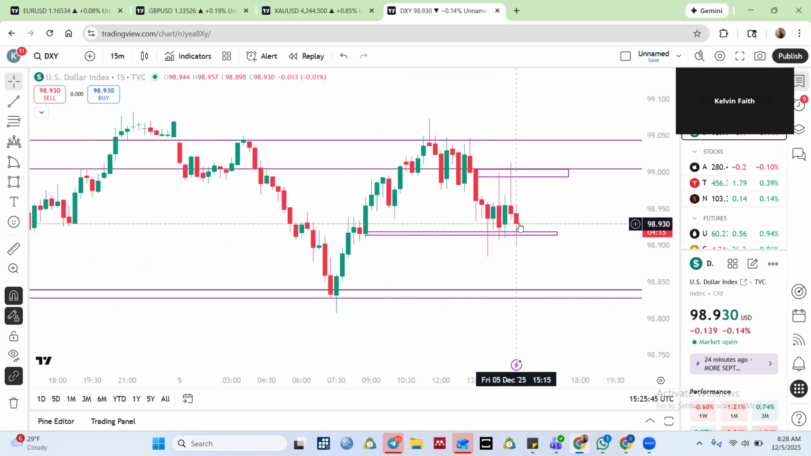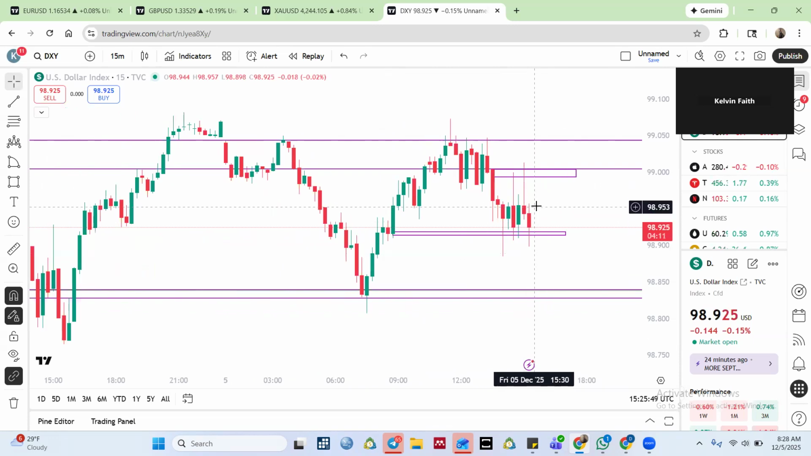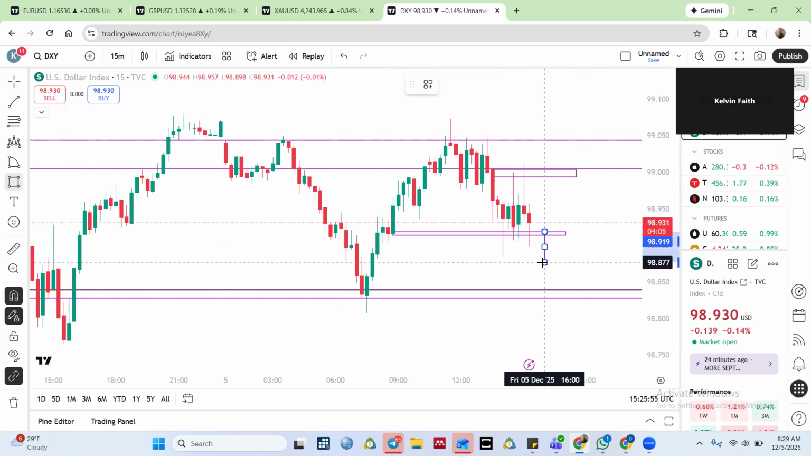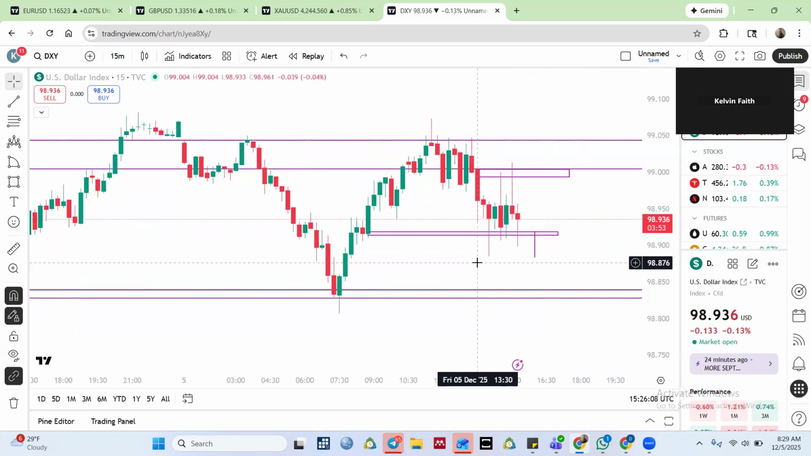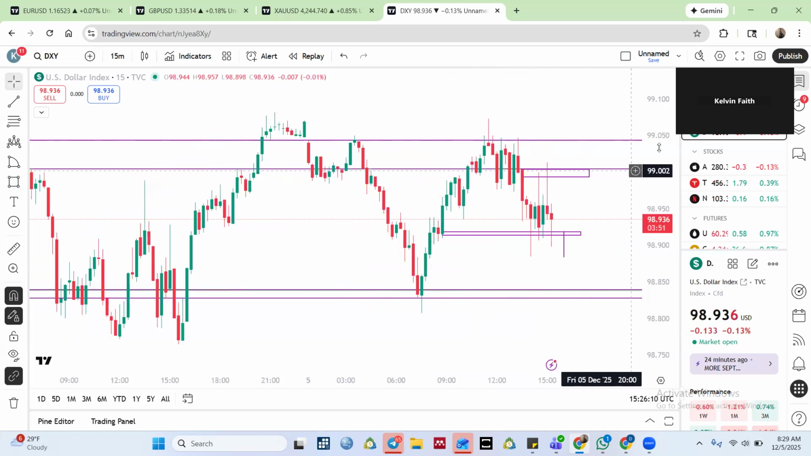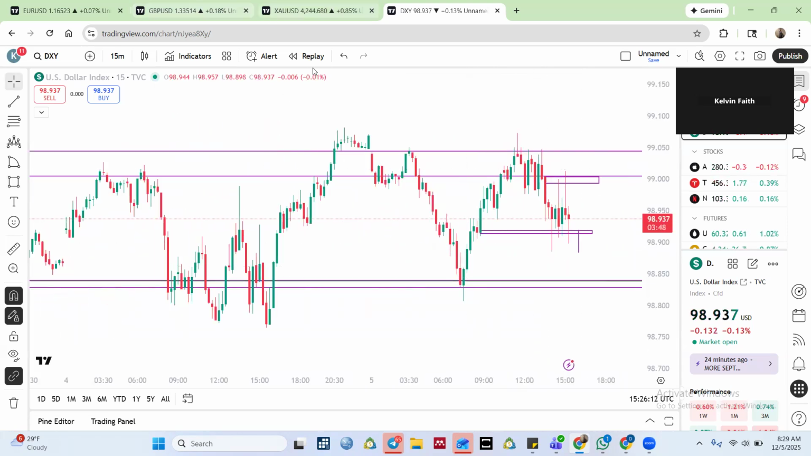Okay, so we want to see one side crashed, or we want to see an indication, a close below one side. So if price drops and closes body below this bias here, that's going to be a good sign for us to hold on to sales. Okay, if price crashes this place. Yeah, so let's see how it's going to play out.